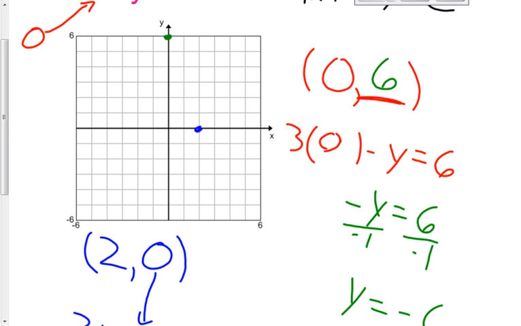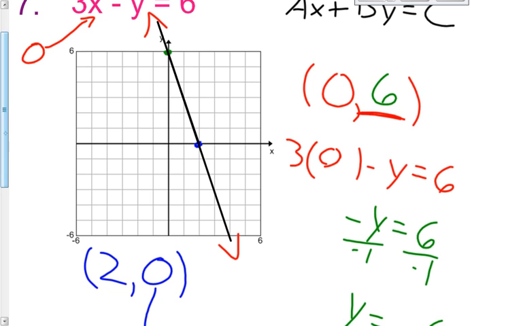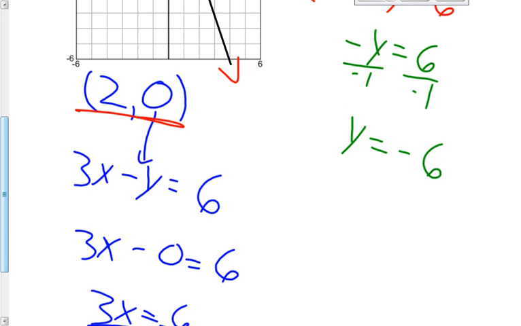All you need, class, is 2 points to draw your line, and you've successfully found 2 points. So now just connect the 2 using a straight edge. And there you have it, your graph. Anytime you see it in standard form, all you have to do is graph the intercepts. So substitute in a 0 for x and substitute in a 0 for y. That's the most efficient way if you want to do it that way.